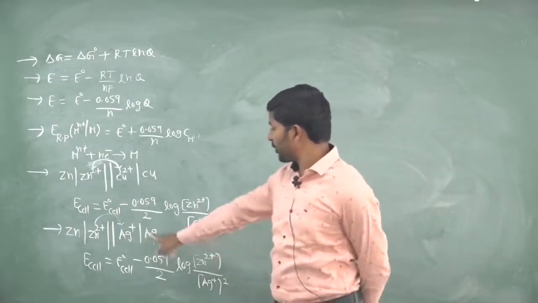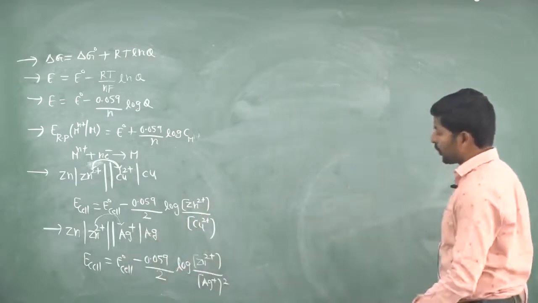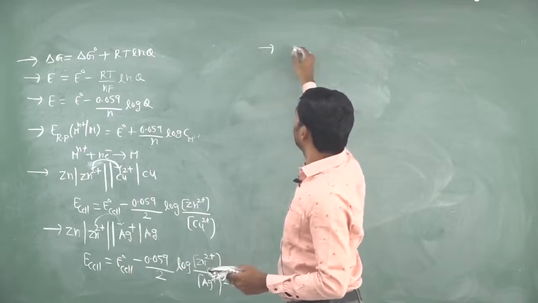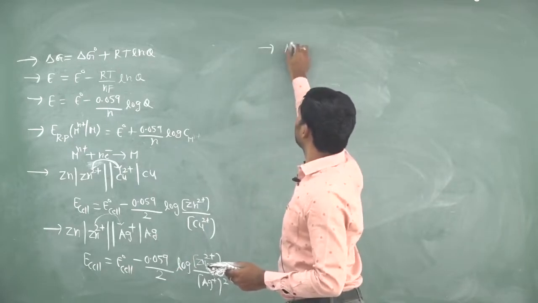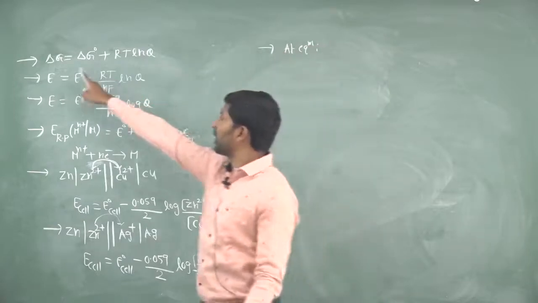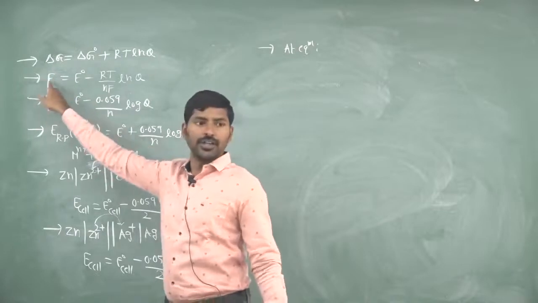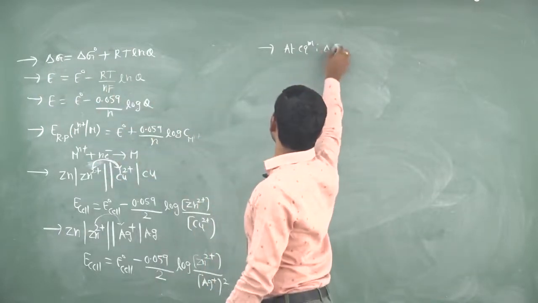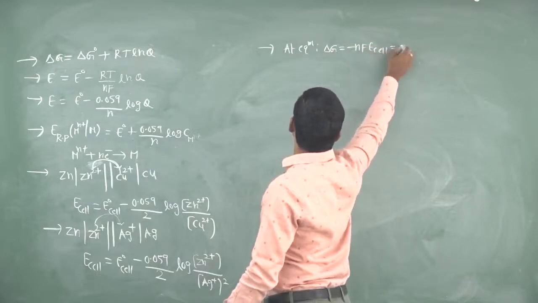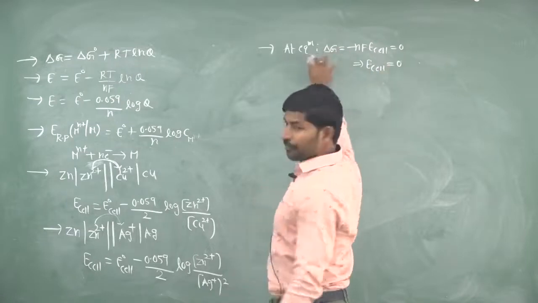To balance the number of electrons, we have to take 2 moles of Ag plus ions, so we get Ag plus power 2. Next, at equilibrium, how do we get the equilibrium constant? At equilibrium, delta G is 0, that means E is also 0. Delta G equals minus NF E cell, so E cell value is 0 at equilibrium.